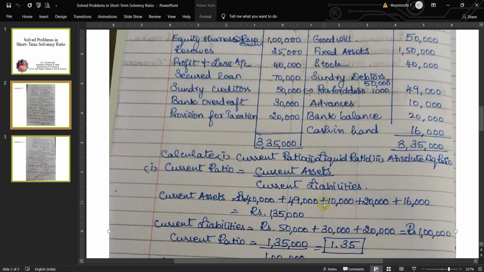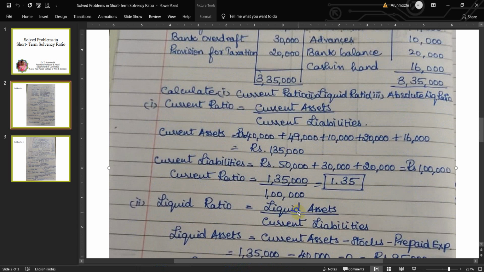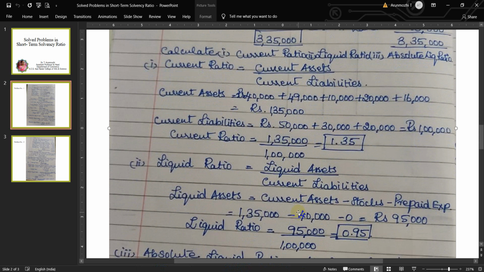Current liabilities we move with. The first is the equity share capital value. We don't take into account reserves and P&L. Secured loan also we don't take into account for current liabilities. Sundry creditors with 50,000, bank overdraft with 30,000 and provision for taxation with 20,000. That's equal to 1 lakh you get. So the current ratio with the given information is found out as current assets and current liabilities, then the interpretation.